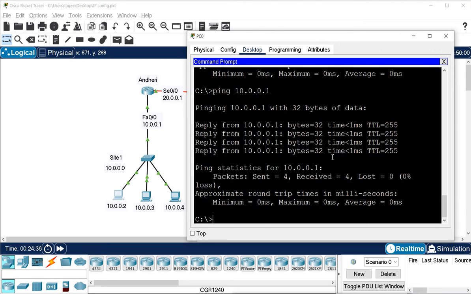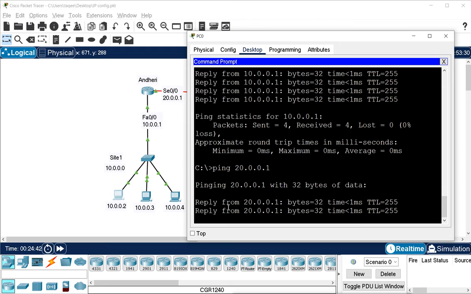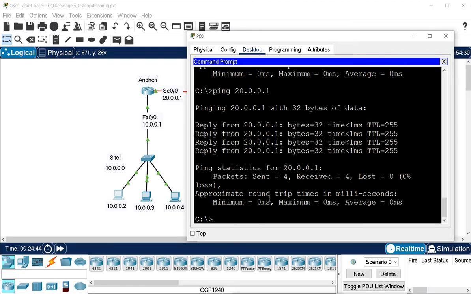Now I will try to ping a different network IP, let's say 20.0.0.1. Now I am getting the reply. I am getting the reply because this is directly connected to this same router. So I am getting the reply because now it is connecting these two different networks. These two different networks are directly connected to this router.